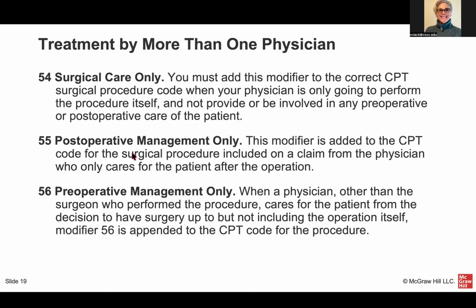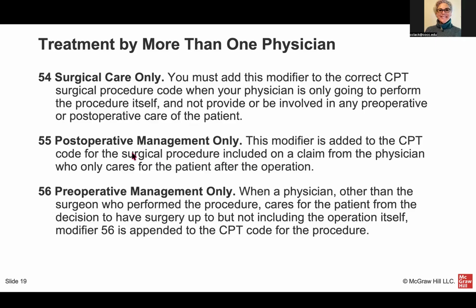When more than one physician is involved in a patient's surgical care, CPT gives us three modifiers to divide up the global package accurately. Modifier 54 is surgical care only. The operating surgeon performs only the operation. They don't do the pre-op or the post-op care. You would append modifier 54 to the surgical code on that physician's claim.